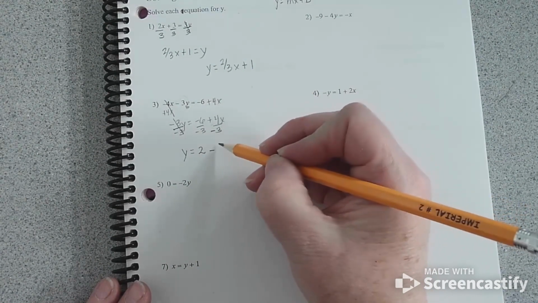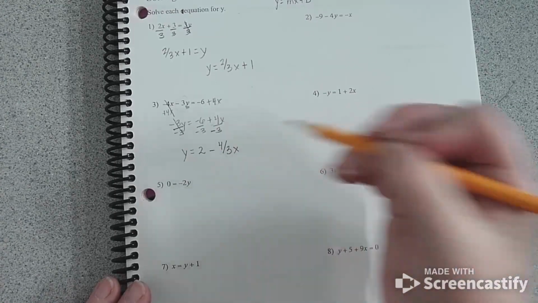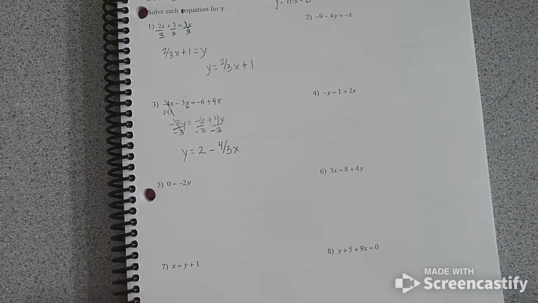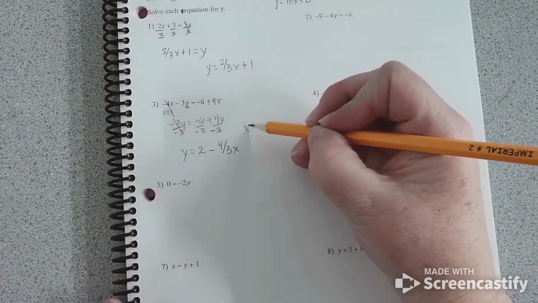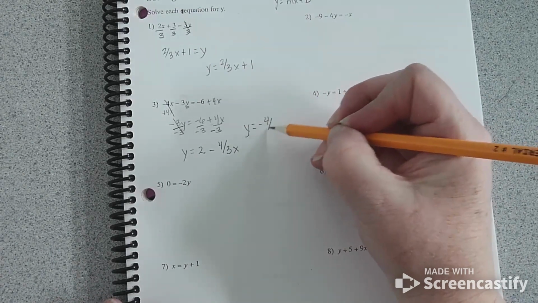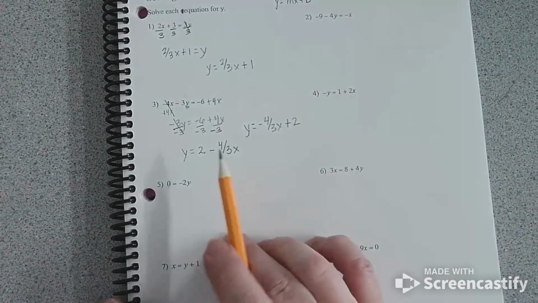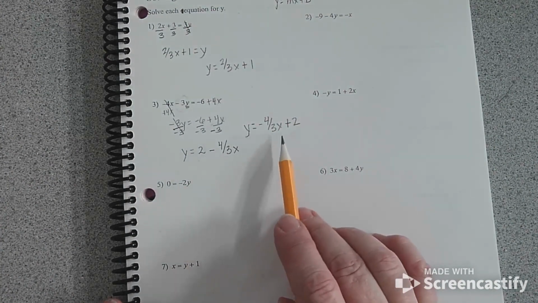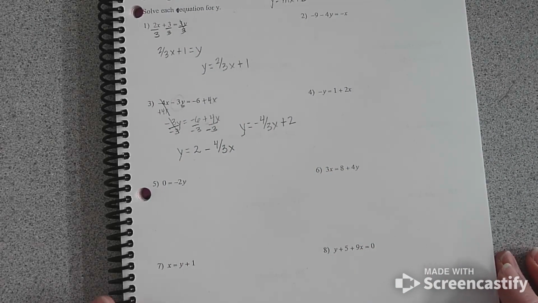So we're just going to make that a -4/3x, okay? Because remember, we want our slope-intercept. So again, let's rewrite this. We're going to go y equals -4/3x plus 2, because this is a +2. So that just makes it a +2. Okay, let's do number 4.